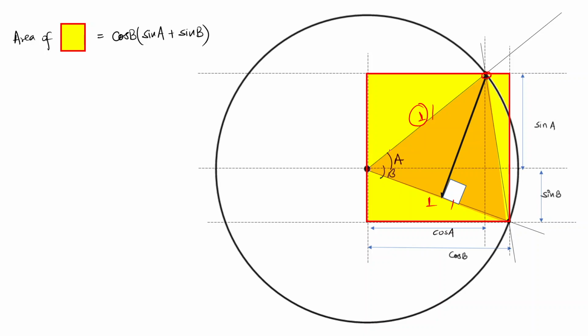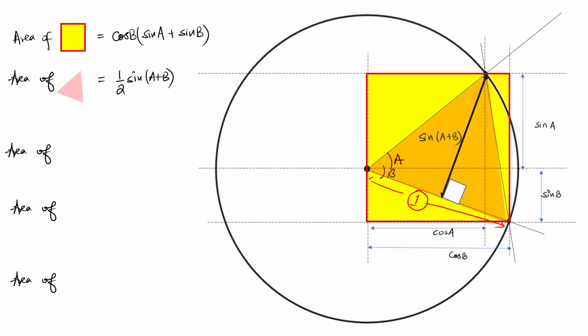What is the height of this triangle? So if this is 1, this whole angle is A plus B, and using the definition of sine, which is sin is perpendicular by hypotenuse, you can calculate this perpendicular, and that would be sin of A plus B. So we have introduced sin A plus B here. Okay, so what will be the area of this triangle? So this length was also 1, and 1 can be taken as the base of this triangle, and sin A plus B can be taken as height. So its area would be half sin A plus B.